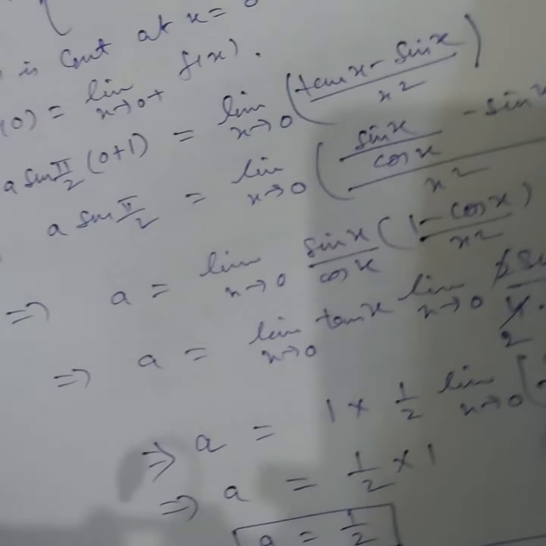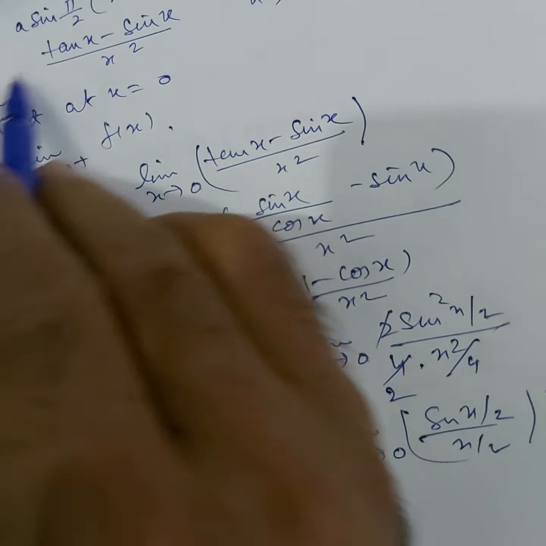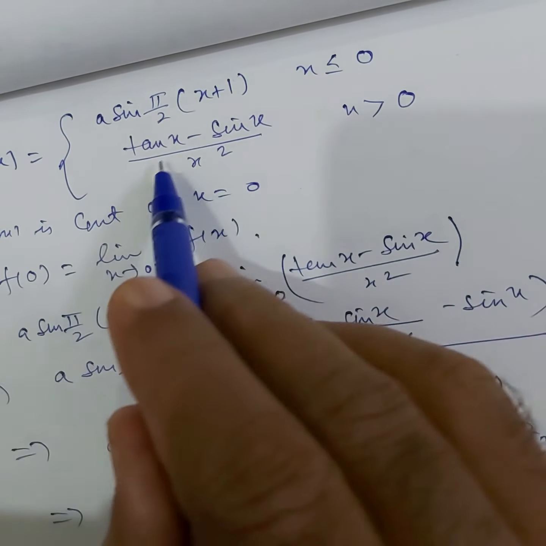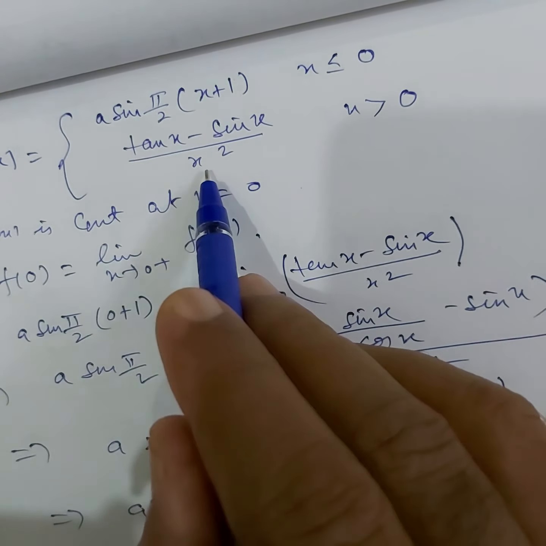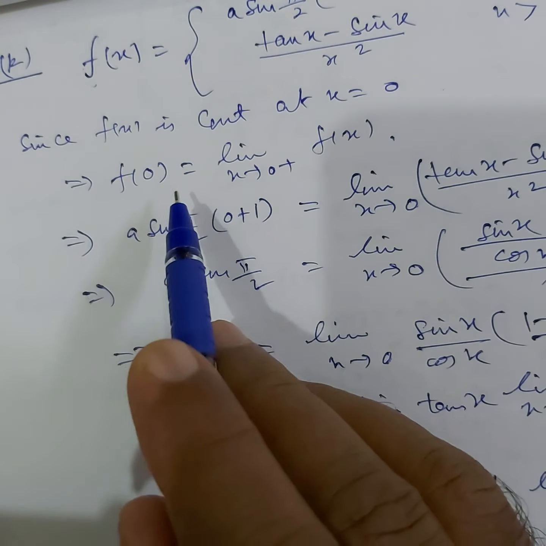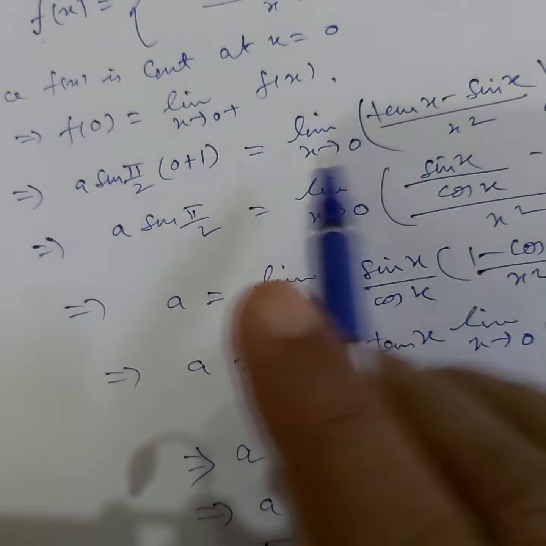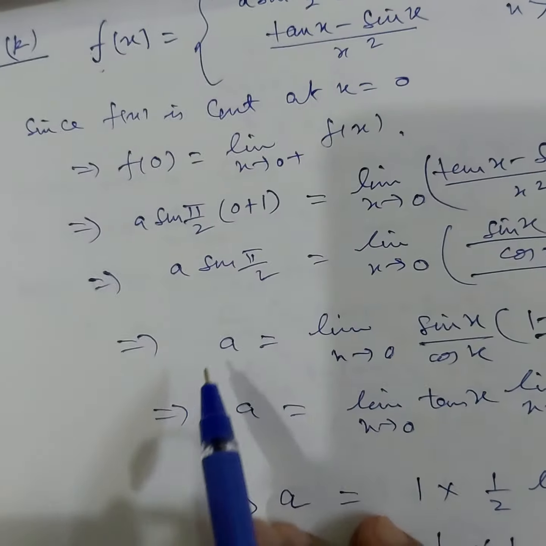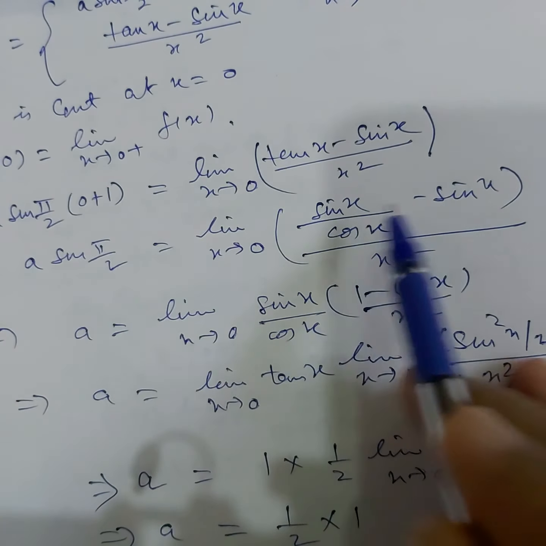Next question 15k, f(x) is equal to a sin pi by 2 x plus 1 for x lesser than or equal to 0, and tan x minus sin x upon x square for the other part. Since f(x) is continuous at x equal to 0, this is equal to this. Now f(0) we will calculate by putting x equal to 0 in this one. a sin pi by 2 is 0, plus 1. Limit x tends to 0 tan x minus this.